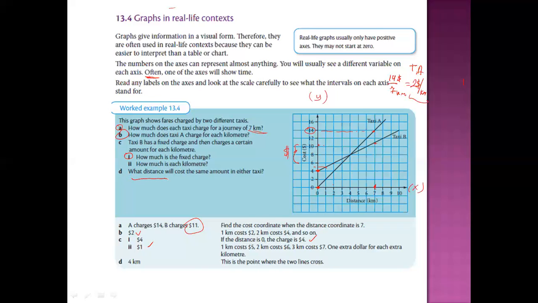And D: what distance will cost the same amount in either taxi? The same amount. It means where the lines cross, and they cross at $8 and 4 kilometers. So they cross at the point of 4 kilometers, and their cost is also the same, $8.